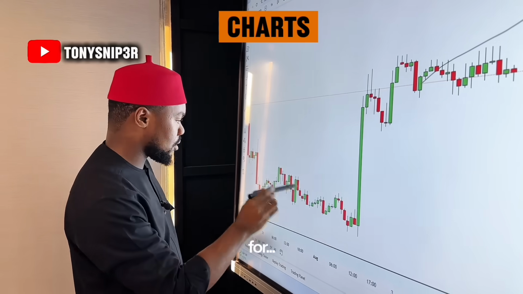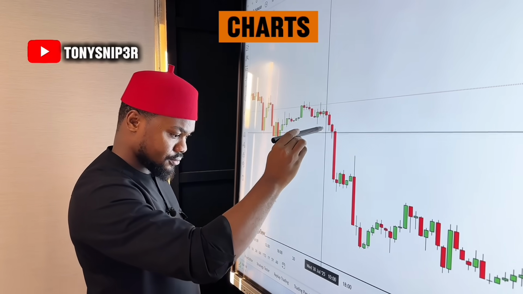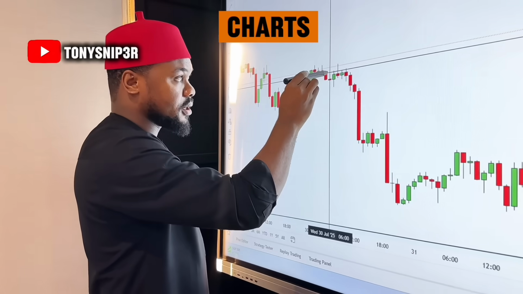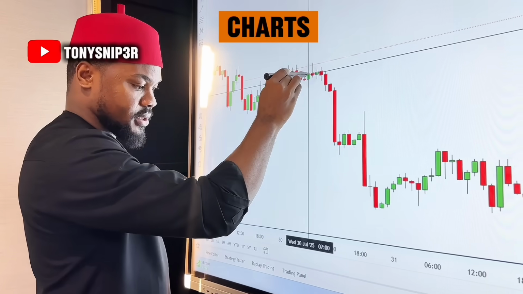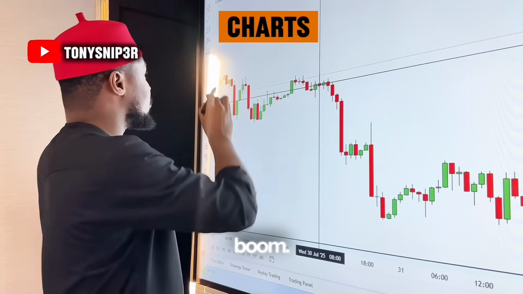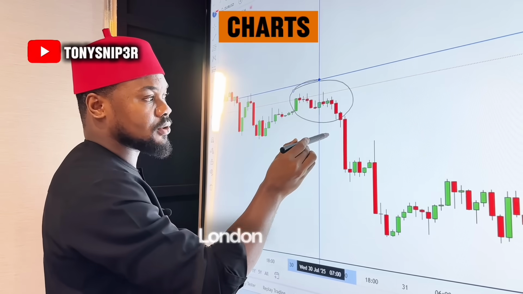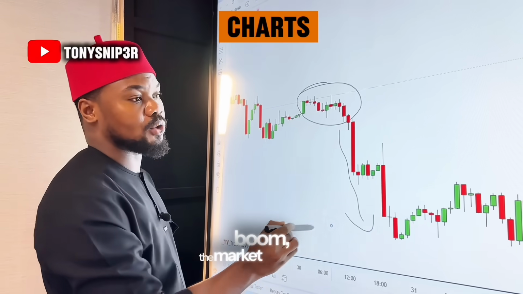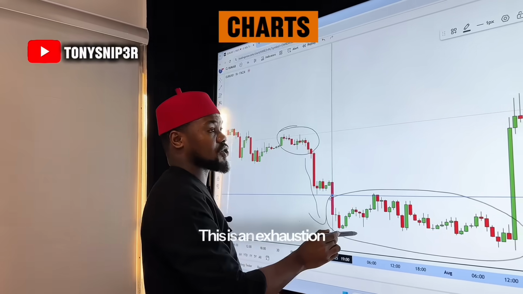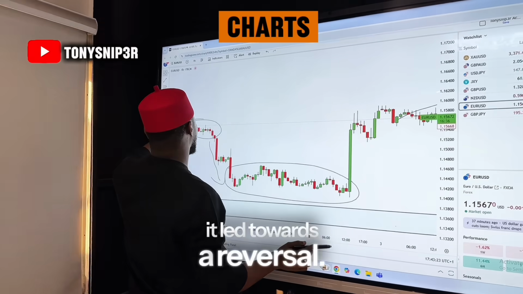Now we're looking for, let's look for the morning. All right, this is 6 a.m. in the morning, right? Then 7 a.m., 8 a.m. Boom. What happened? The market was actually consolidating. Then immediately London session opened. Boom. The market dumped. After the market dumped, we saw another exhaustion here. This is an exhaustion that what? This is an exhaustion that led to what? It led to a reversal.